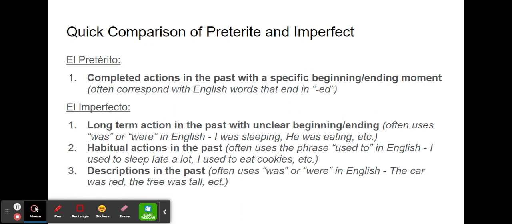Hopefully this is helpful. This is just basic information about the difference between preterite and imperfect in English before you begin to learn how to conjugate these verbs. It's important to understand how they will be used. Later on, we'll go into greater detail once you know how to conjugate them on how to use each one.